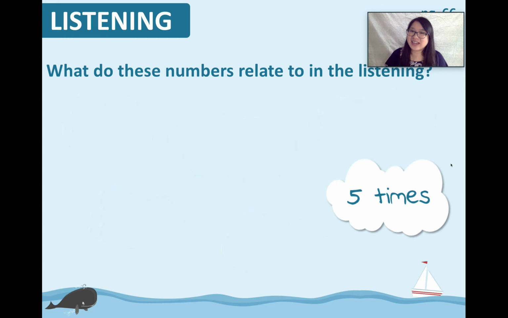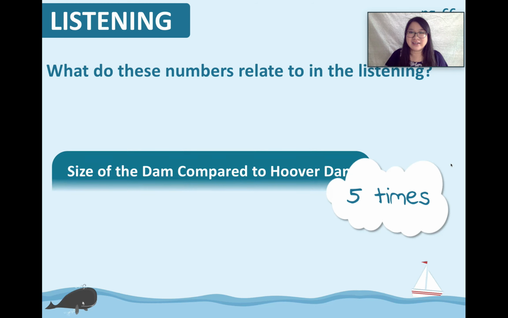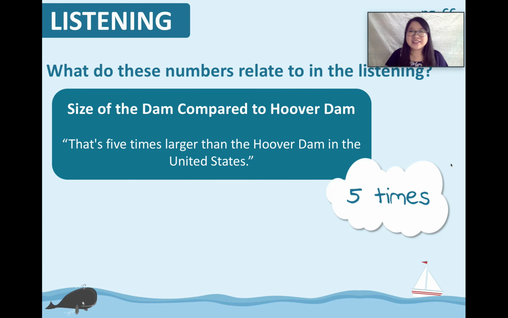Next, our last number, 5 times. This is the size of this dam compared to the Hoover Dam. When the Hoover Dam was first made in America, it was the largest dam in the world, and people were very impressed by that dam. Now, this Three Gorges Dam is 5 times larger than the Hoover Dam in the United States. So it is a huge dam.